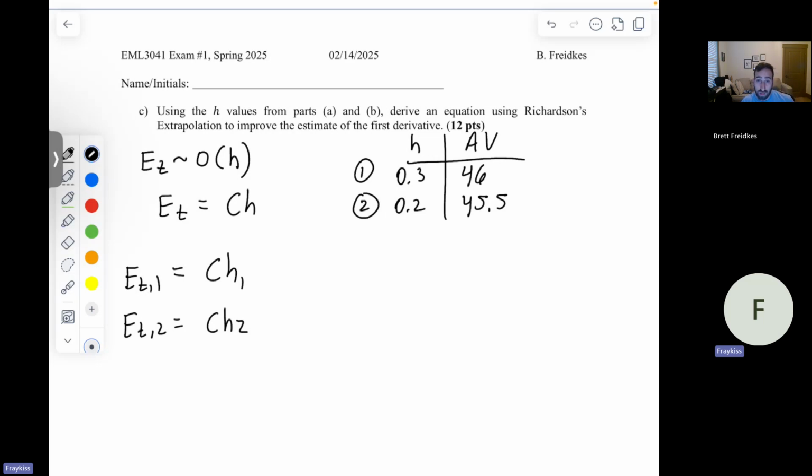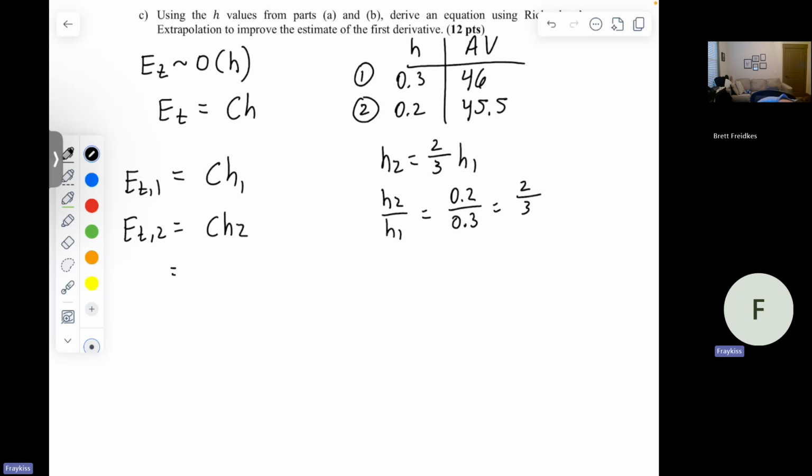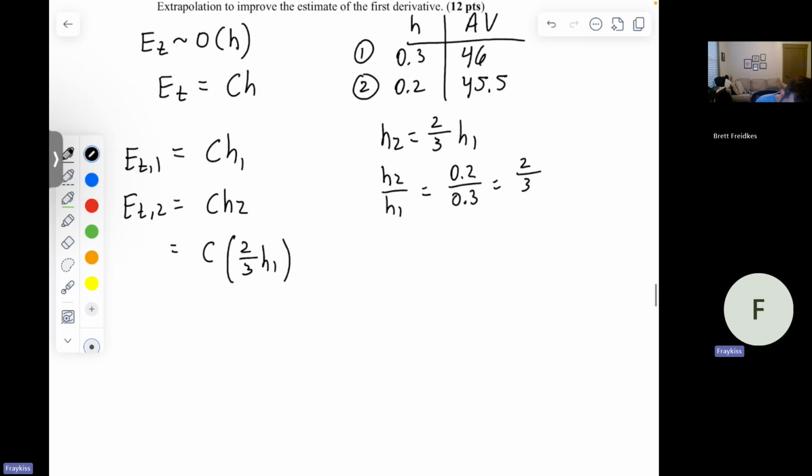If we were to look at the ratio of these, I can see that h2 is just 2/3 of h1. And the way to get that really is to just do h2 divided by h1. That will tell us that 0.2 over 0.3 is 2/3. So that tells us the relationship between these. So this is the same as c times 2/3 h1. And I'll just write this a little bit differently. I'm going to say that this is 2/3 c h1. This is the error of the second iteration.